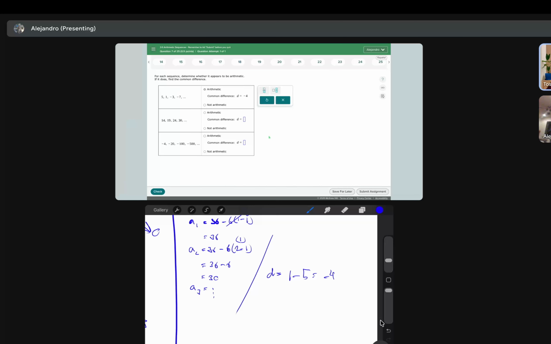So now, is that highlighted? Did you highlight the arithmetic? It's just, it's so weird. It should have been darker.